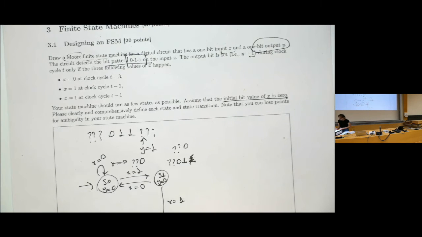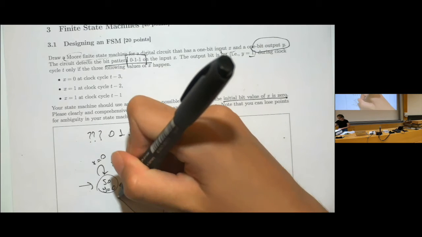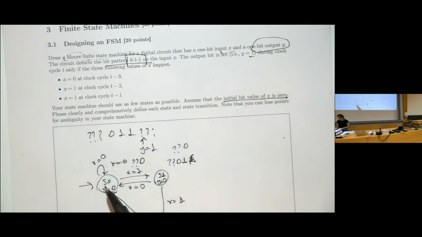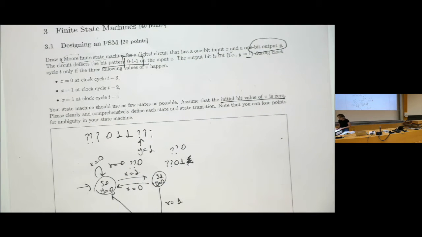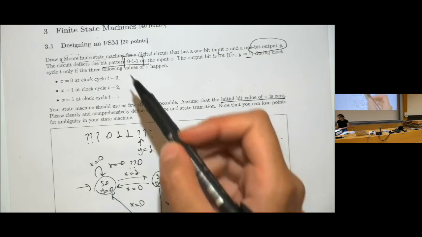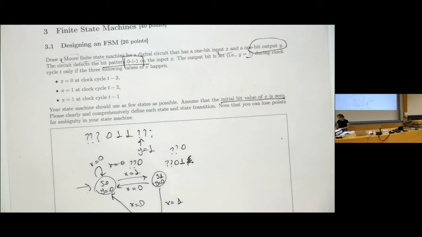So in this pattern, the output should be 1 because you observed your pattern. And if you observe a 0 in this state, you have to go to this S0 again, because this is a state where you have a pattern that ends with 0 only. But if you observe a 1, you have to go to another state, which is a state where you observed a pattern that ends with 0 directly. So it's not like you did not observe any bit of your target pattern yet.